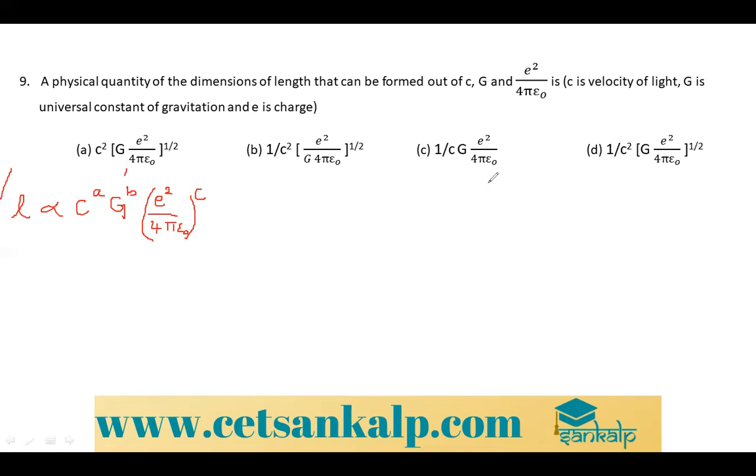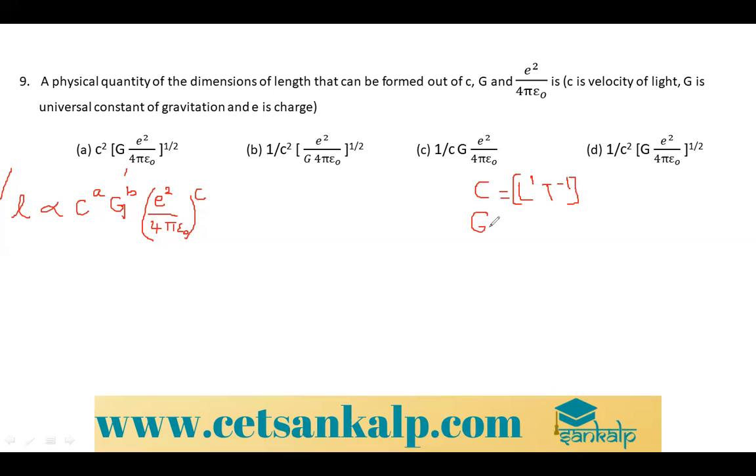So first we'll see for c. c is nothing but the speed of light. So speed has the dimension formula L to the power 1, T to the power minus 1. Okay, I hope you are clear with this. This is a direct thing.